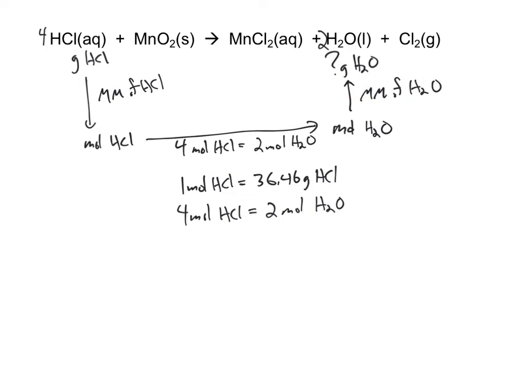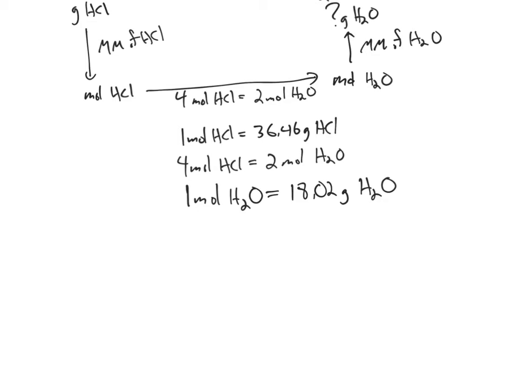16.00 plus 2 times 1.01. You may have the molar mass of water memorized at this point. 1 mole of H2O is 18.02 grams of H2O. So, give myself a little bit more room here. I'll start again with my 17.3 grams of HCl. The 36.46 grams of HCl needs to go on the bottom. So then the 1 mole of HCl on the top.